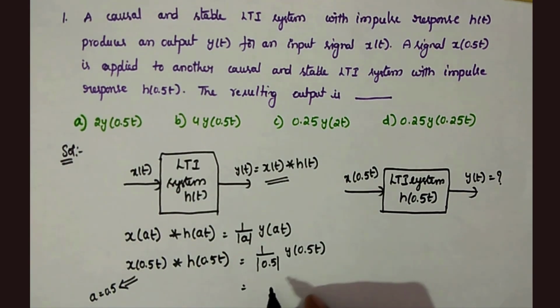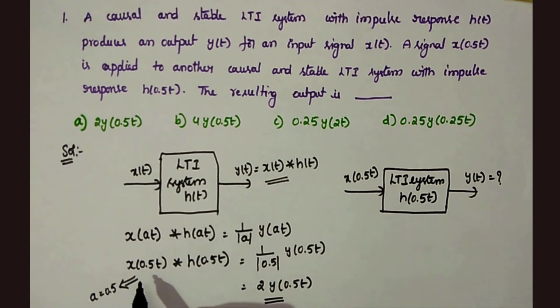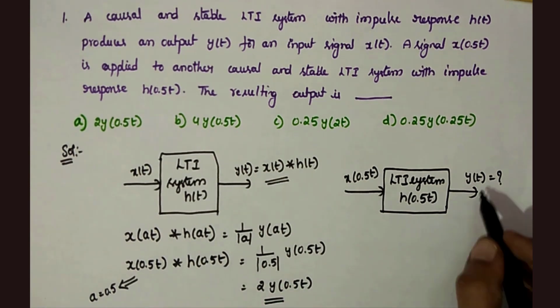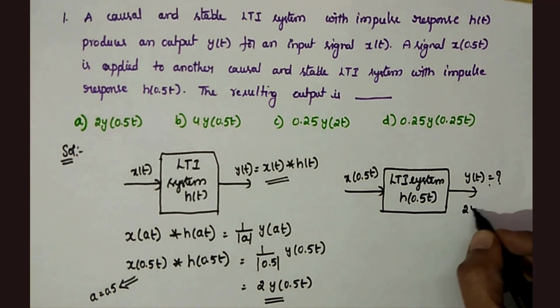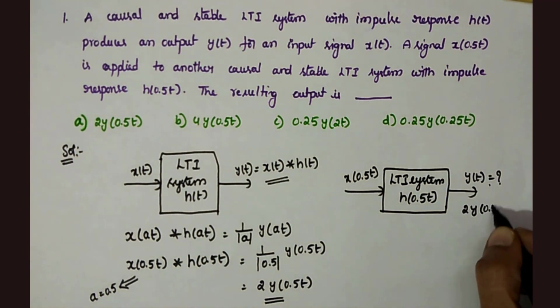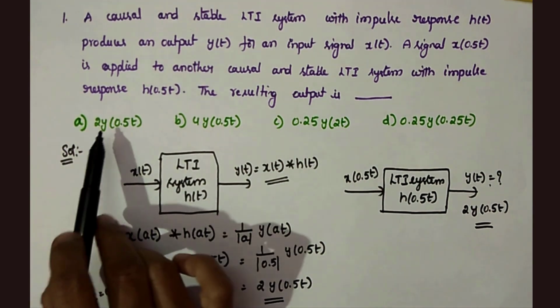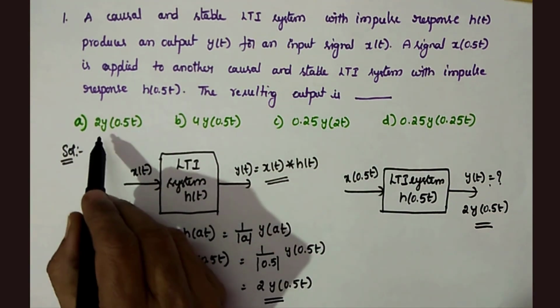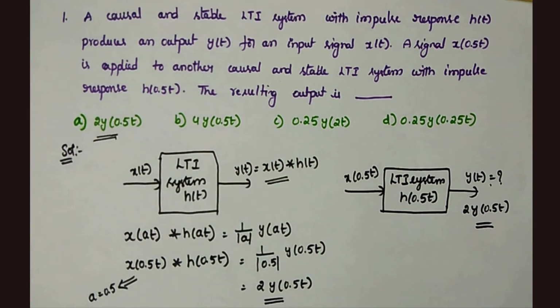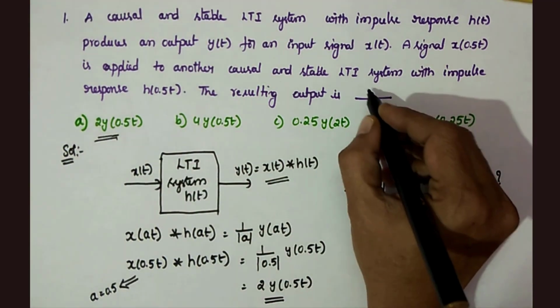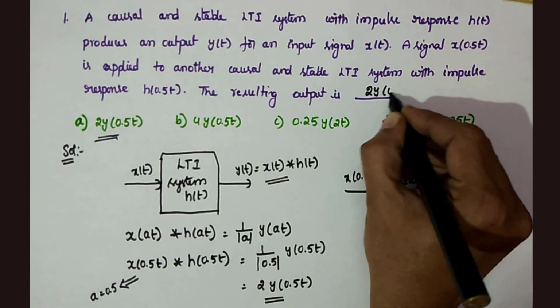So, 1 by 0.5 is nothing but 2. So, 2 into y of 0.5 t is the result of the convolution of x of 0.5 t and h of 0.5 t. So what is this output? This output is 2 into y of 0.5 t. Among the given options, option A is correct. So the answer is 2 into y of 0.5 t.